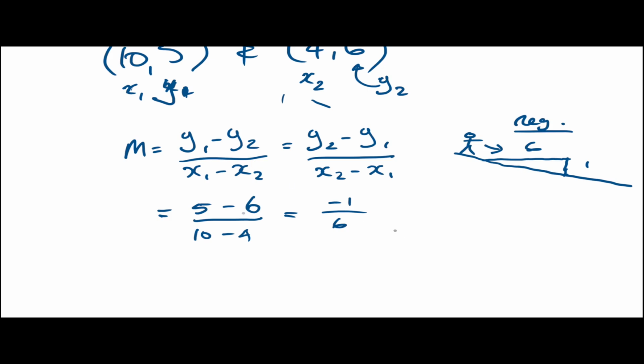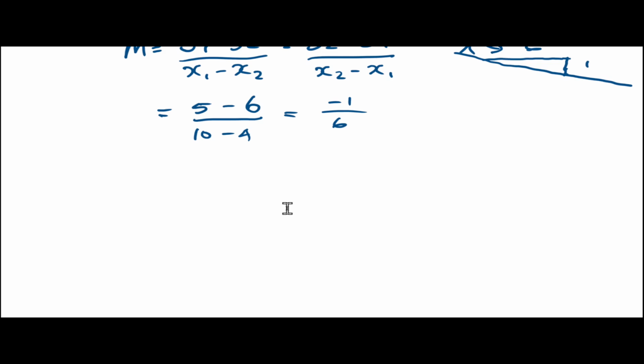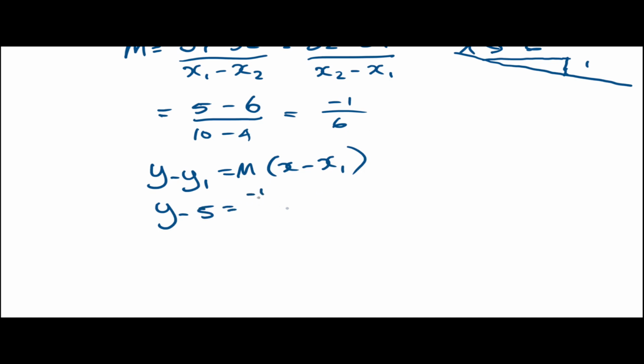Right, now that we know what the gradient is, now we can apply our formula. So if you can't remember that formula, y minus y1 equals m(x minus x1). So y minus y1, well, we know from this that y1 is 5. m is negative 1 over 6. x is x, and x1 is 10.